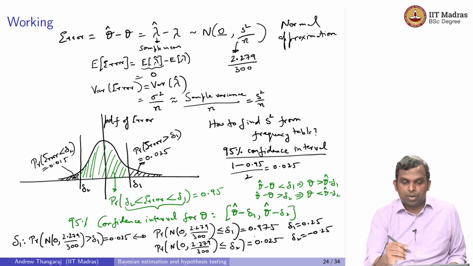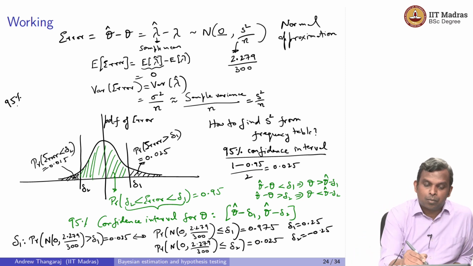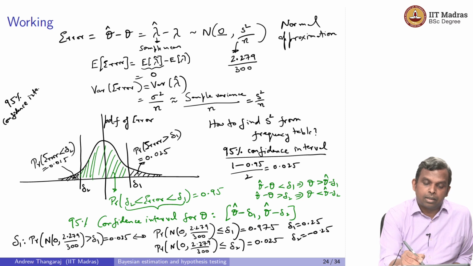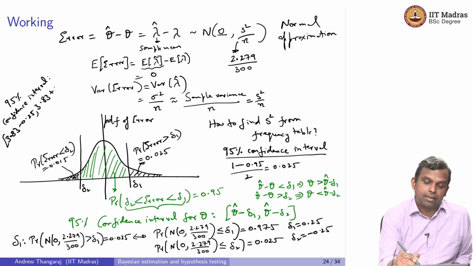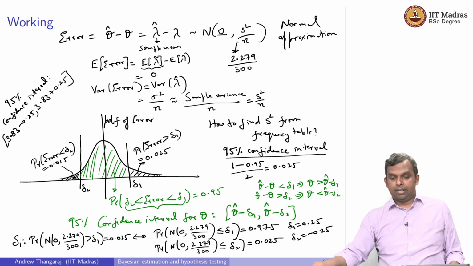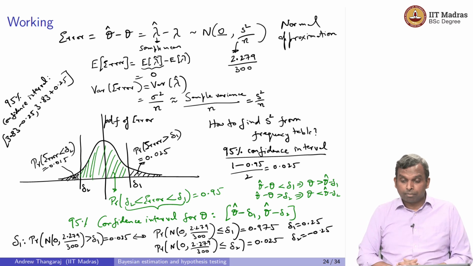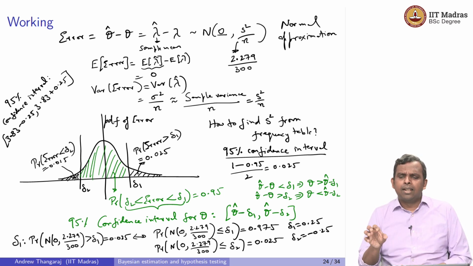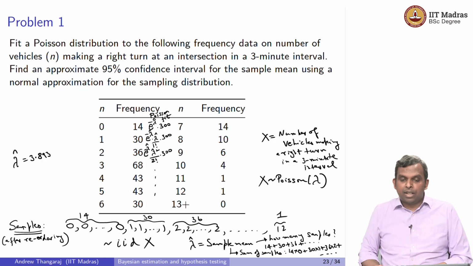So maybe I should write it out here, the 95% confidence interval is 3.83 minus 0.25, comma, 3.83 plus 0.25. Okay, so that's the way these confidence interval problems are worked out. I did this in some more detail just to show you how this happens. So this is again a basic skill that you should have.